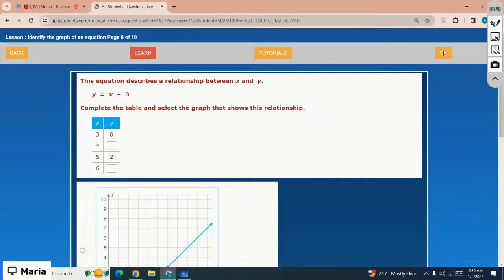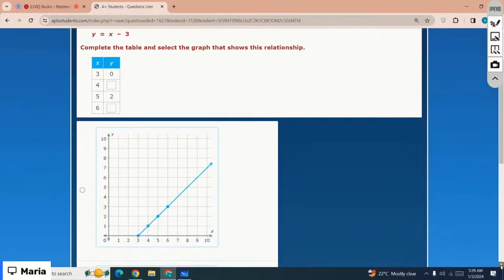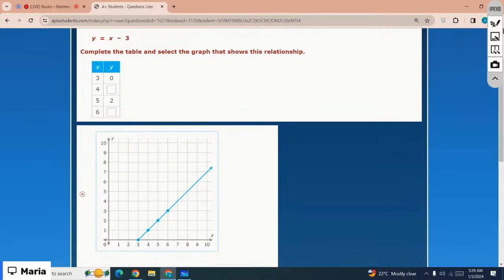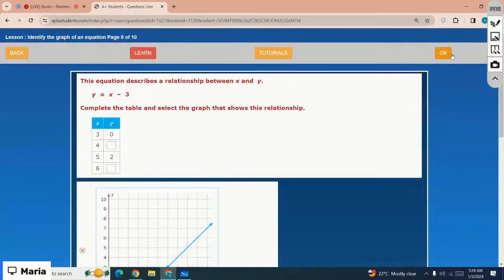This equation describes the relationship between x and y: y equals x minus 3. Complete the table and select the graph that shows the relationship. So which is the correct option? X is 3, y is 0. Here you have it. So option 1 is the correct option.